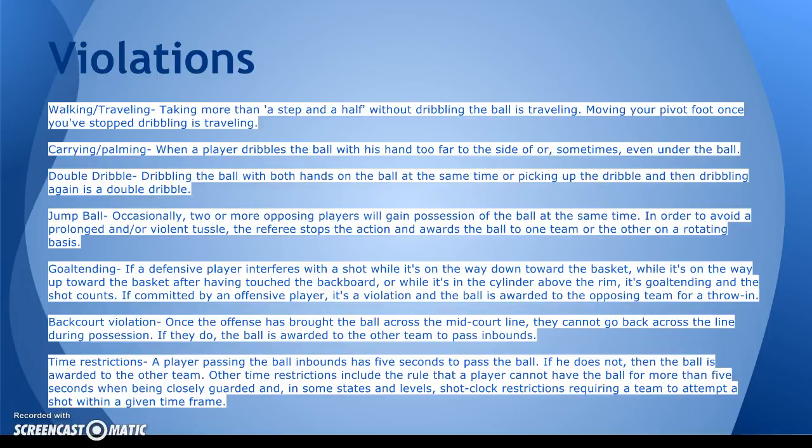Other time restrictions include the rule that a player cannot have the ball for more than 5 seconds when being closely guarded, and in some states and levels, shot clock restrictions requiring a team to attempt a shot within a given time frame.